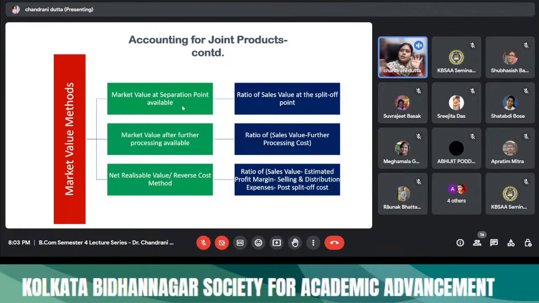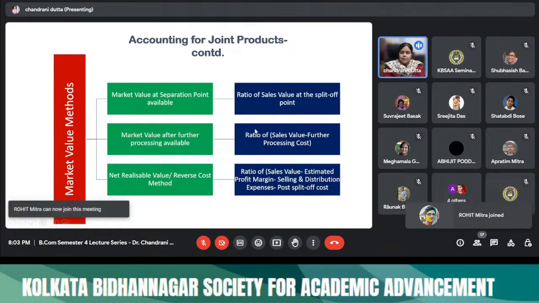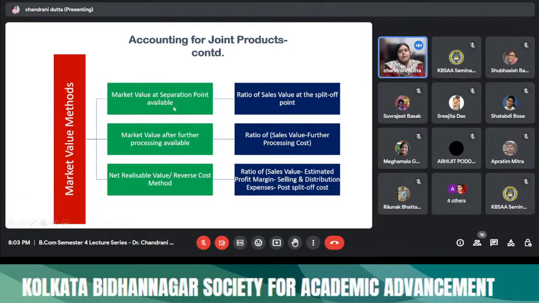Suppose after you reach the split-off point, you're getting 3 joint products and the product has a market at that point, so it's easy for you to find the market value at the separation point. At the split-off point you get the market value; that data is available with you. So when the market values of the joint products at the split-off point are available, you will use this method. I'll come to what the method says.